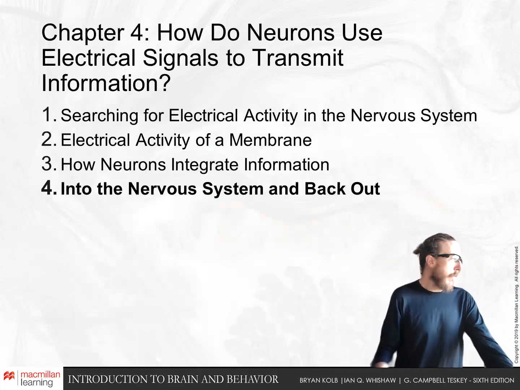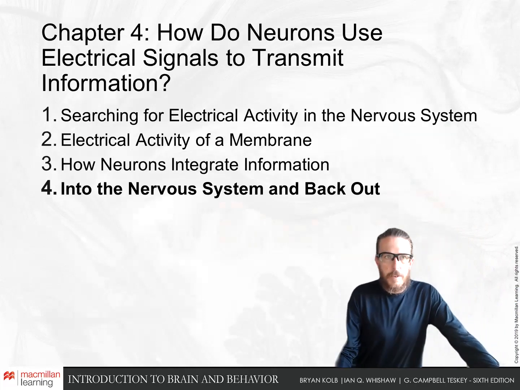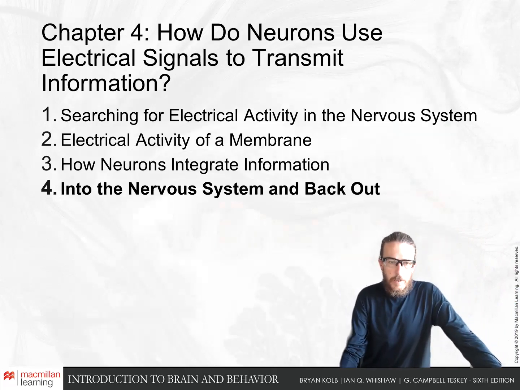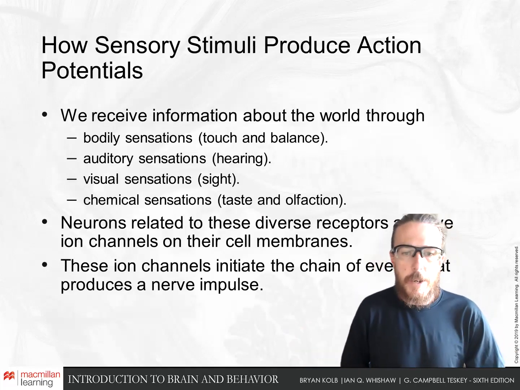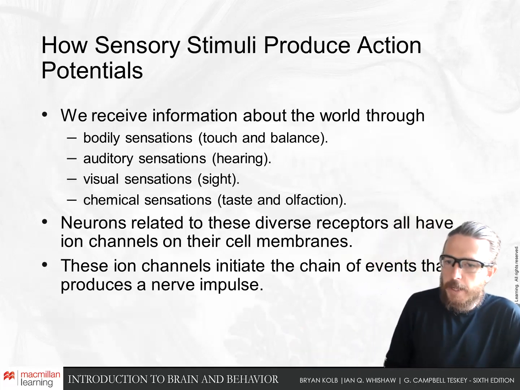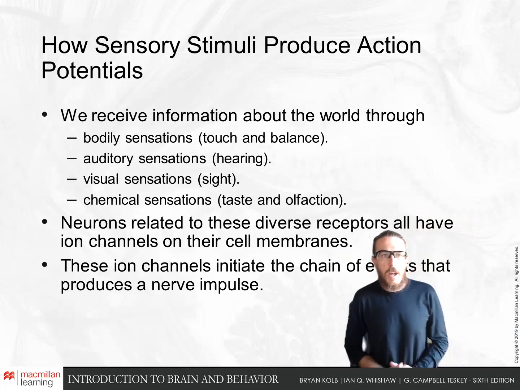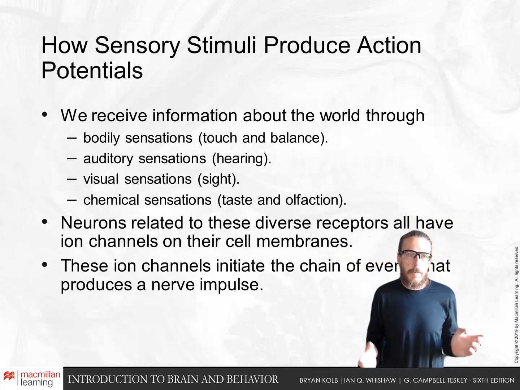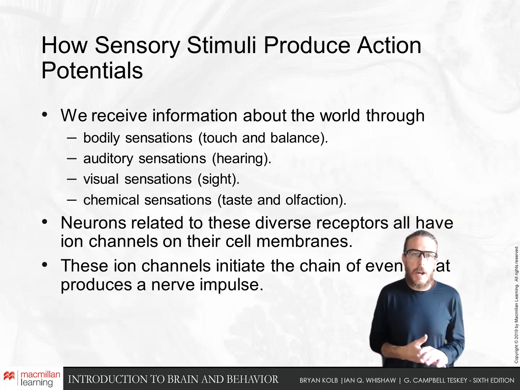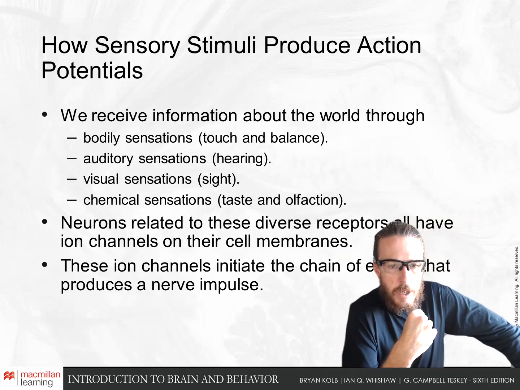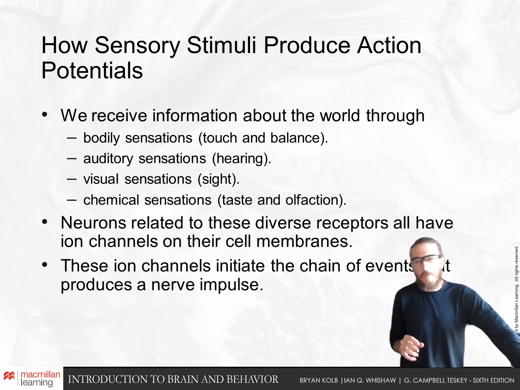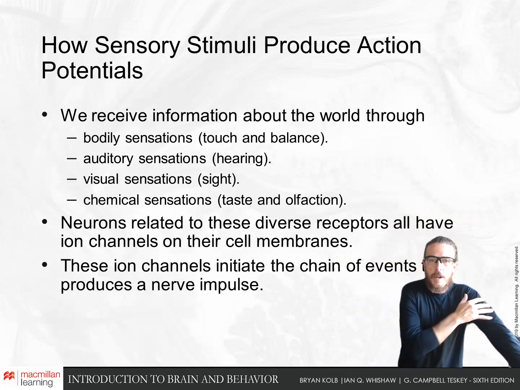So finally, we'll talk about the input and the output of the nervous system and how electrical signals play a role in these two parts of the communicative process of neurons as well. When we pick up sensory information about the world, which will be the topic of our second midterm generally, we receive information from our body, our ears, our eyes, and also our chemical receptors in our nose and our mouth, as well as balance receptors in our inner ear.